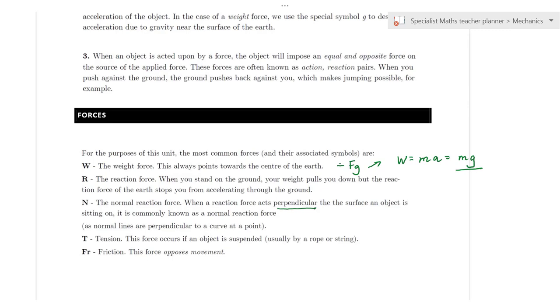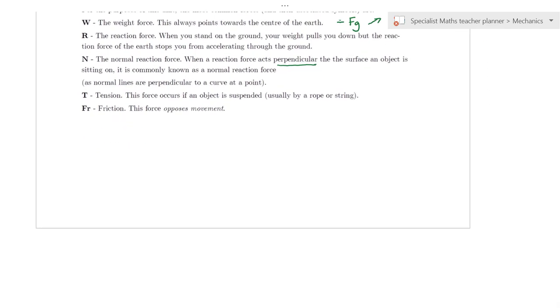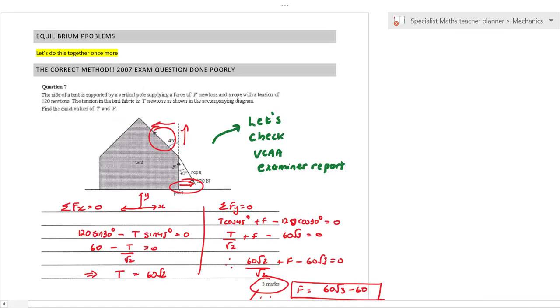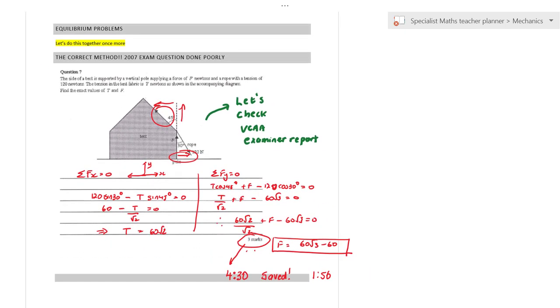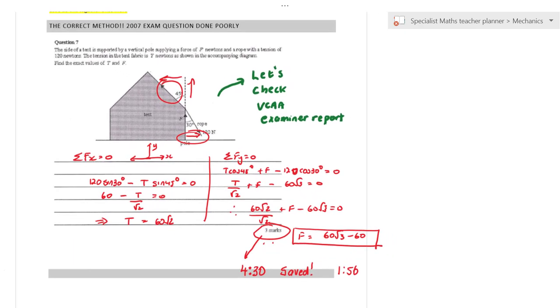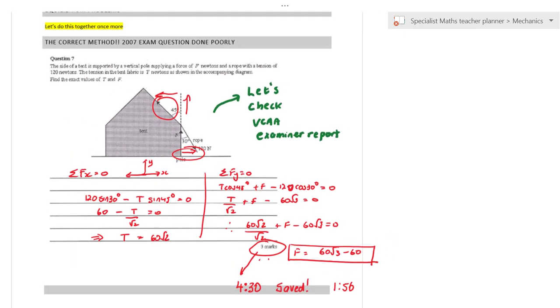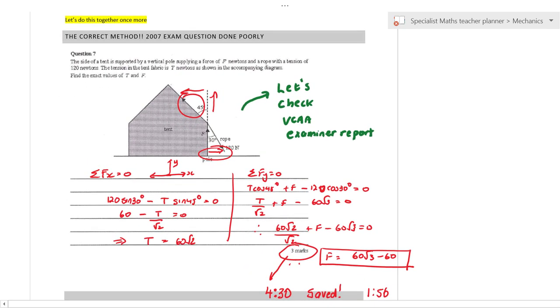And friction, F_R. Okay, now we're going to talk later about how friction has been affected. Now, look, I've just given you an example here, which I went through with my class. Now, this question was done really poorly. It said that basically this is what we call an equilibrium problem. And can you see here, this is the way I've set it up.